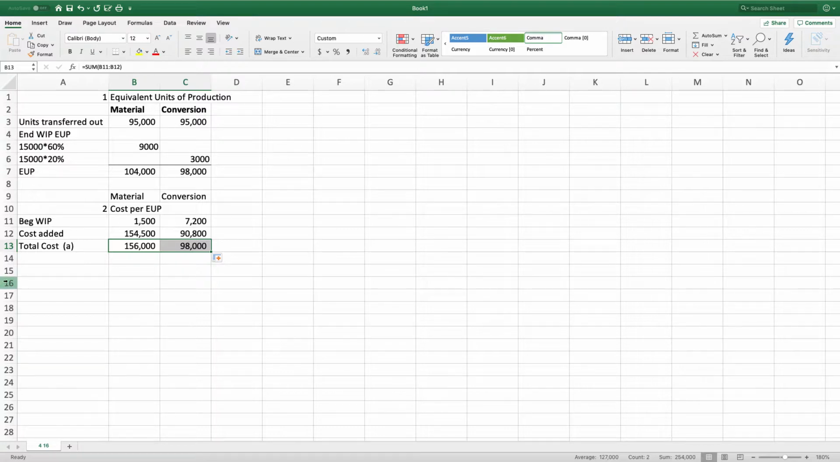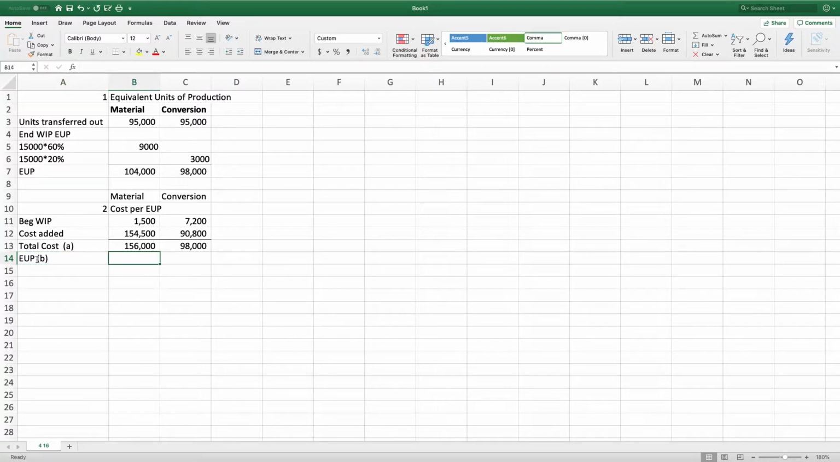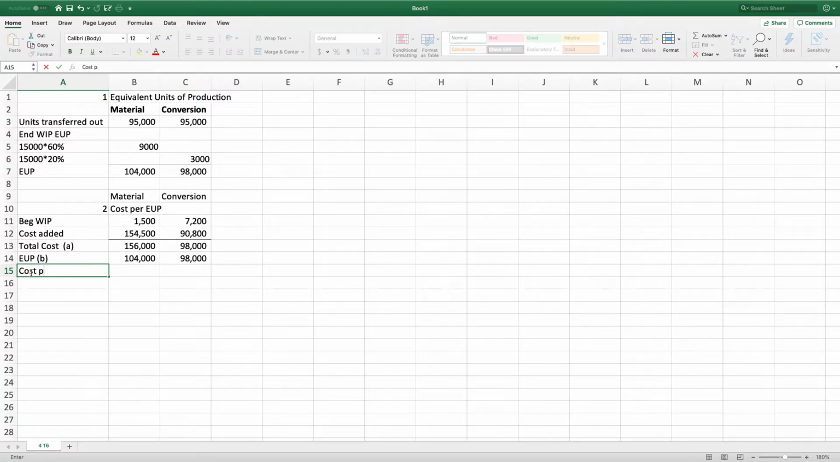So now, we're going to plug in what our equivalent unit of production is. Guess what? We already calculated this. We already did this in part 1. So thinking back to part 1, I know that I have 104,000 equivalent units with respect to material. With respect to conversion costs, I have 98,000.